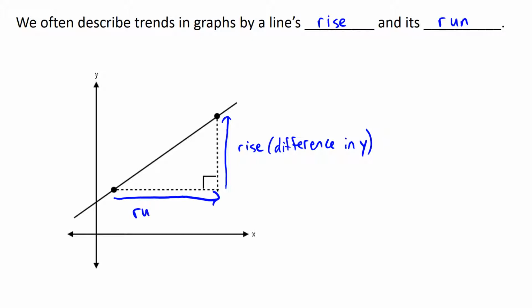The run is the change in the x values. So that's the run there. How far along horizontally we've gone in a certain section. We'll call this the difference in x.